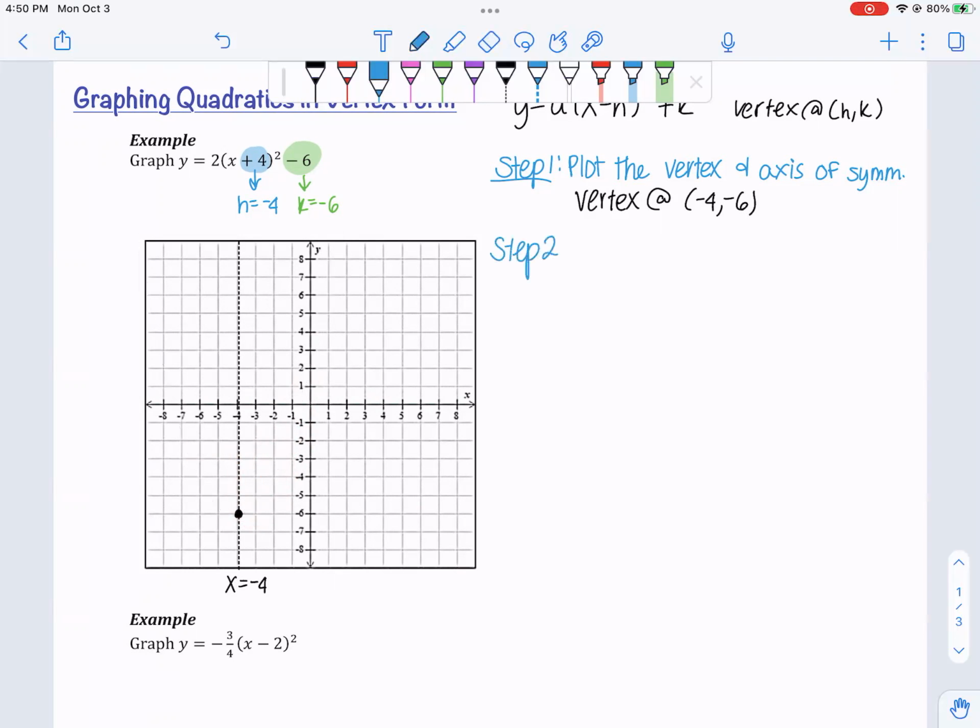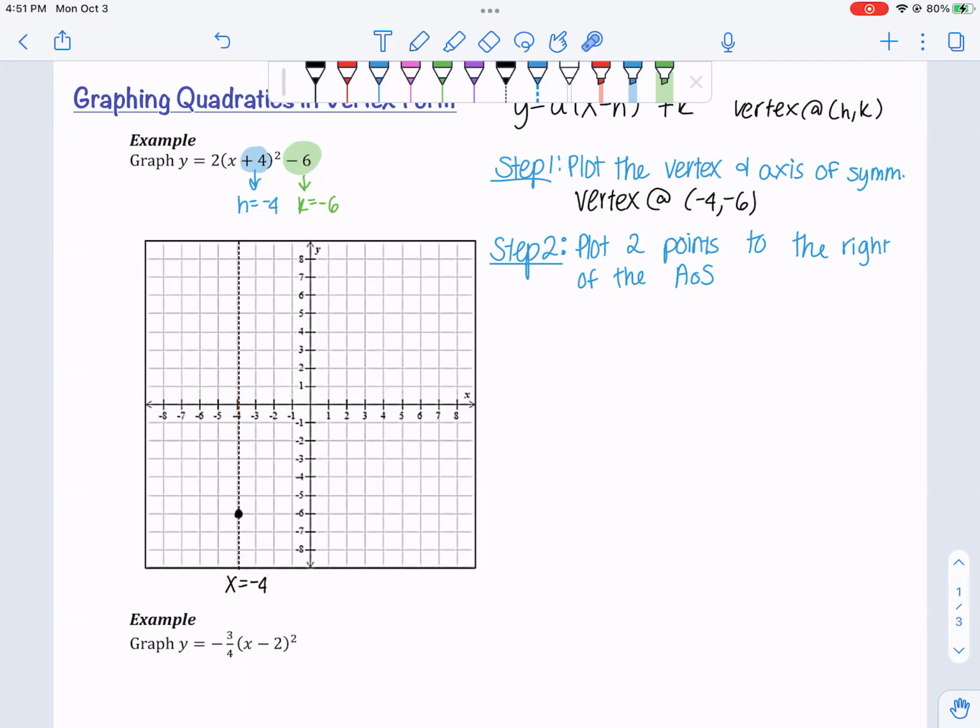So step 2 is you are plotting 2 points to either the left or the right of the vertex. I'm just going to choose right. It doesn't matter, again, I'm doing right. So plot 2 points to the right of the axis of symmetry, which I'm going to abbreviate as AOS.